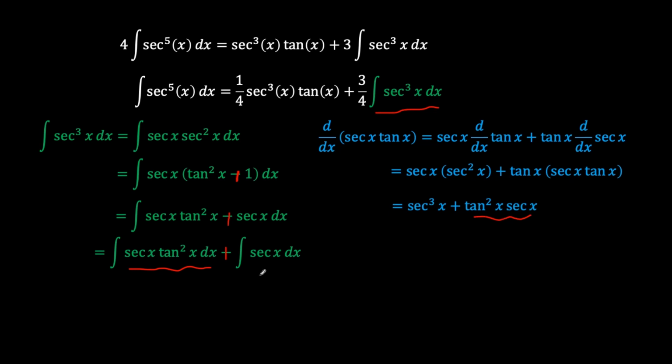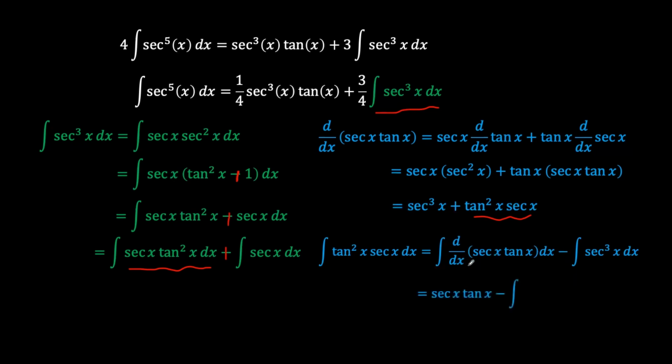Now, when we integrate tan squared x sec x, in other words, when we integrate this, it's the same as the integral of what we have on the left-hand side here, the derivative of sec x tan x minus the integral of sec cube x. And so since this is the integral of a derivative, we just get the same thing as sec x tan x here minus the integral of sec cube x.